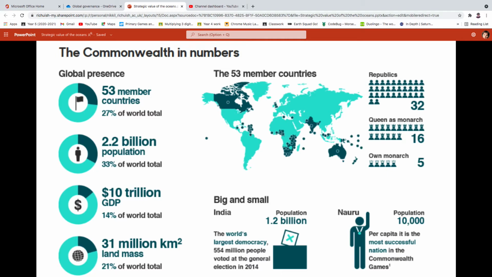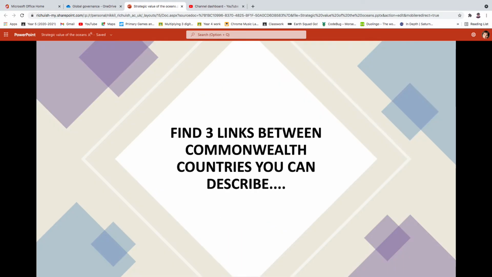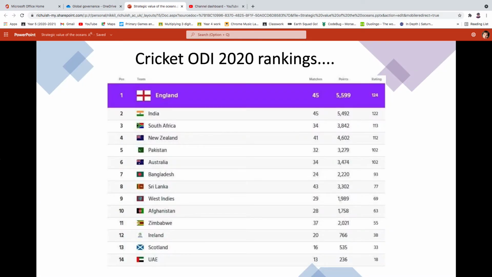Big and small countries. I suggest that you try to find 3 links. I don't know why 3. I just think 3 would be plenty for exams without being too many that you're just adding to what you need to know too much.